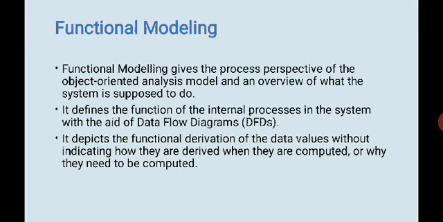And it is done with the help of DFDs, that is data flow diagrams, right? So you need to remember that functional modeling sees what the system is supposed to do, not how it is supposed to do it, and it is done with the help of data flow diagrams.